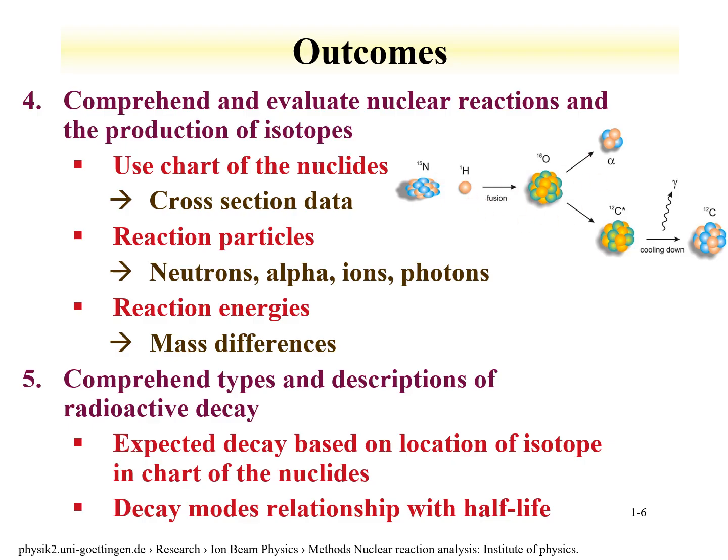We should also explore and understand the different types of radioactive decay. And by evaluating the chart of the nuclides, understand the location of the isotopes and what the probability of a certain decay coming from those isotopes is. For instance, heavier isotopes tend to decay by alpha. Those isotopes that are proton rich tend to decay by positron or electron capture. Those that are neutron rich tend to decay by beta minus. And then we'll discuss relationships between half-life and decays.